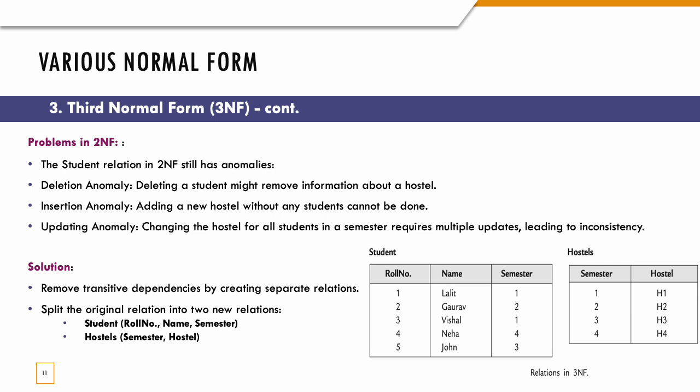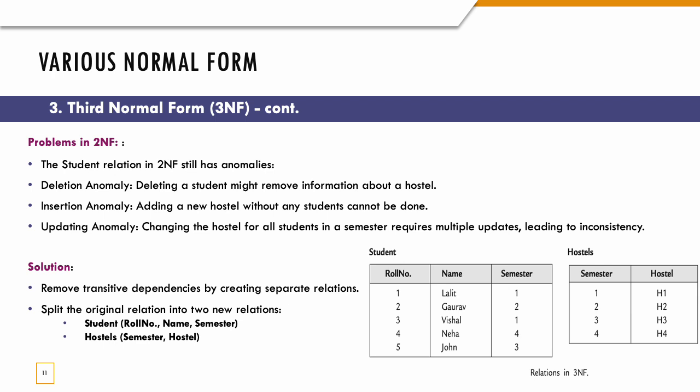If we delete a student, we might also lose important information about the hostels. For example, if Gaurav is the only student in hostel H2, and then we delete this record, the information about hostel H2 is also lost. Okay, so it's called the delete anomaly.